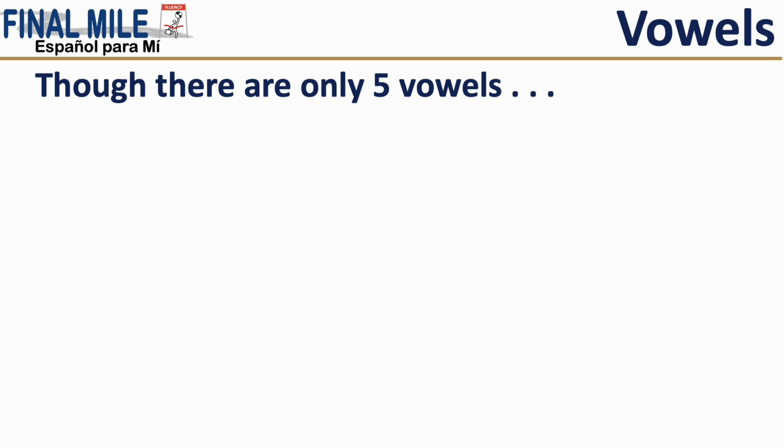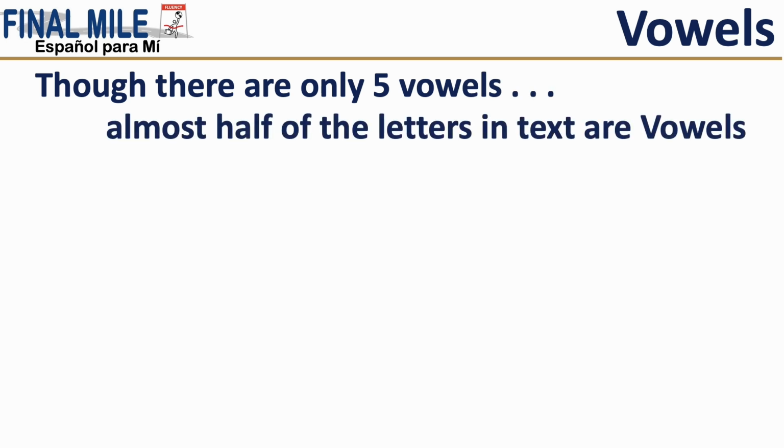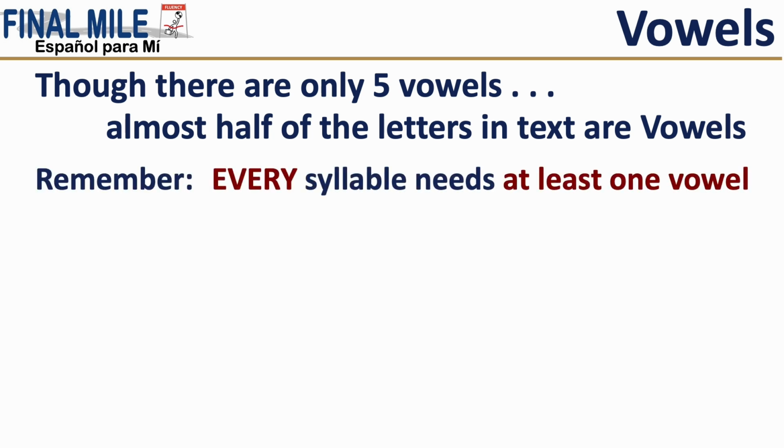Okay, this is interesting to give us some context and understand why this is so important. Even though only 5 out of the 27 letters in the alphabet, not 13, not 14, only 5 out of the 27 letters are vowels, almost half of the letters in text are vowels. What do I mean by this?